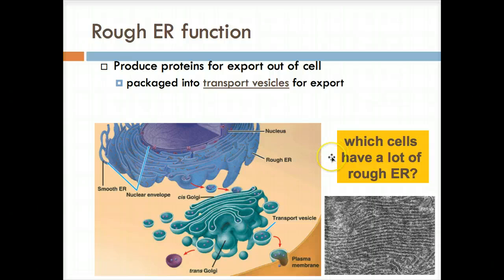What type of cells would you expect to have lots of rough ER? Well, probably cells that like to make lots of proteins, right? Or have lots of proteins to make and eventually to secrete out of the cell.